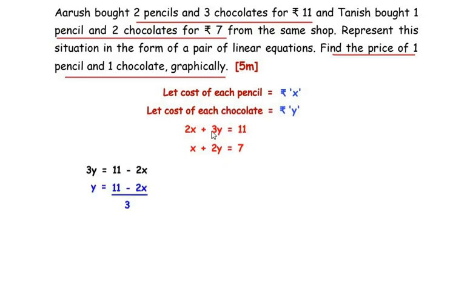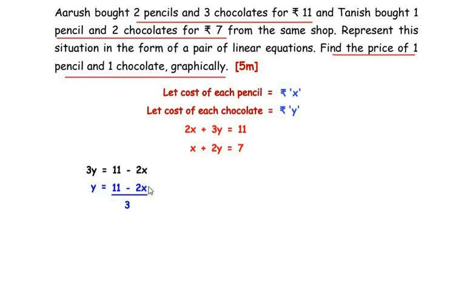So in the first equation, we have taken 2x on the other side of the equal to sign, giving us 3y is equal to 11 minus 2x. Now taking 3 on the other side of the equal to sign, we get y is equal to (11 minus 2x) divided by 3. Now let us consider the values of x in such a way that the numerator should get easily divided by 3 so that we don't get the values of y as decimals or fractions.